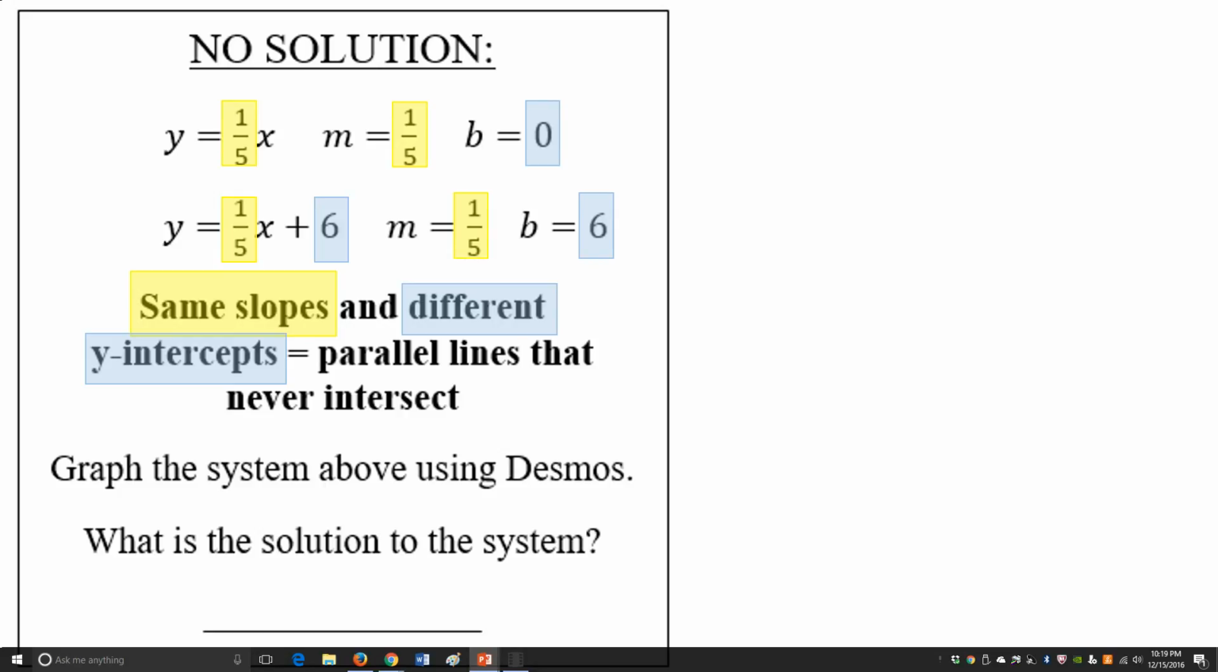So what will happen is the steepness will stay the same, but they start at different points, one starting at 0, or crossing through 0, and another crossing through 6. So we know these are parallel lines, and therefore they will never intersect.